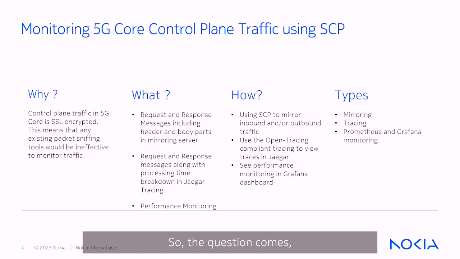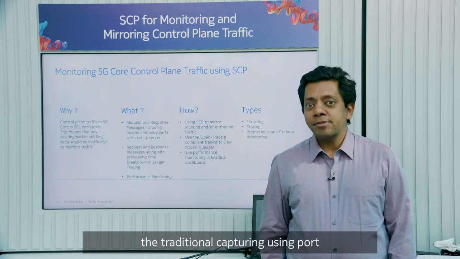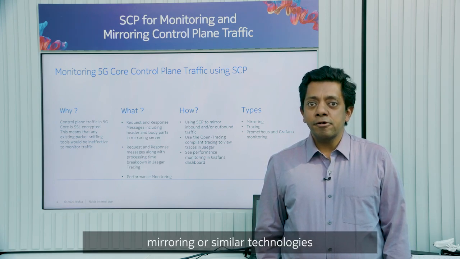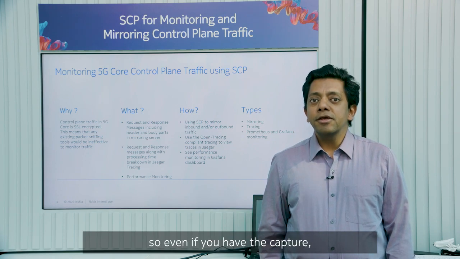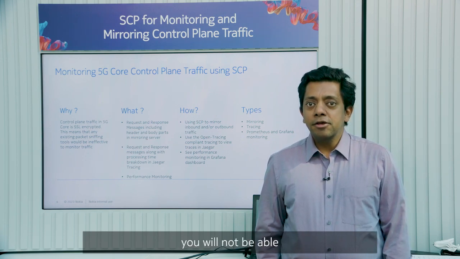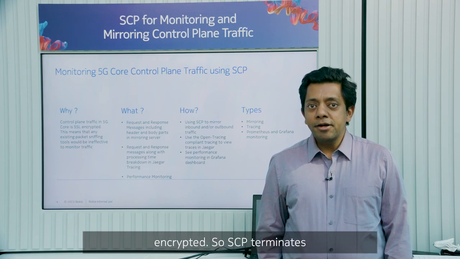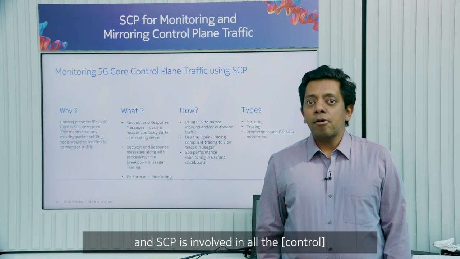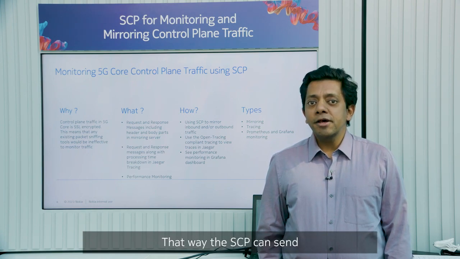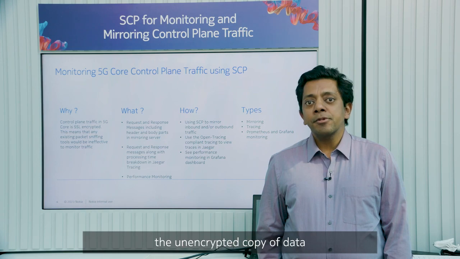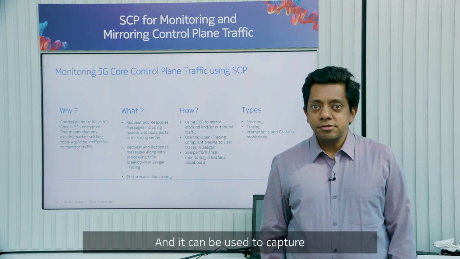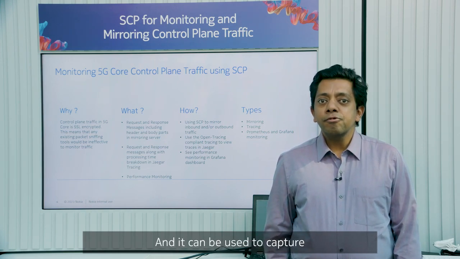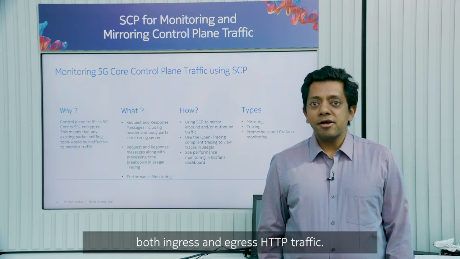So the question comes, why do we need mirroring or monitoring capability at SCP? The main reason is that traditional capture using port mirroring or similar technologies doesn't work for encrypted traffic. So even if you have the capture, you will not be able to decode the packets as they are encrypted. SCP terminates the TLS connection, and SCP is involved in all the traffic in 5G core. That's why SCP can send the unencrypted copy of data towards the mirroring server, and it can be used to capture both ingress and egress HTTP traffic.